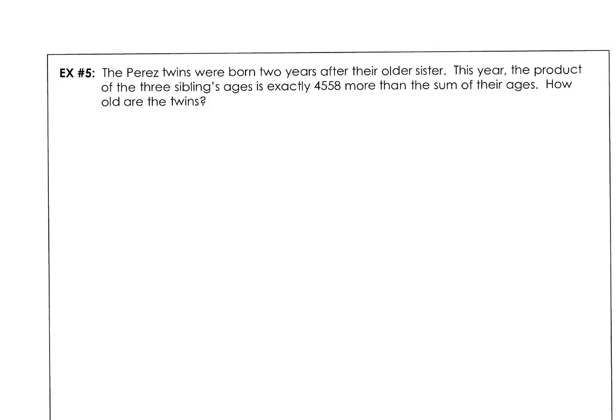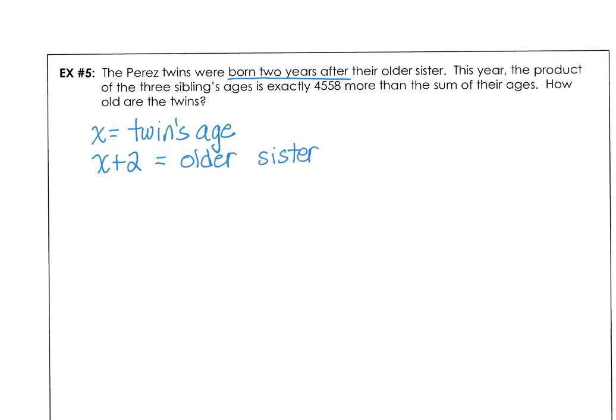Well, putting that together, let's say x is going to be the number to represent the twins' age, because that's what we want to find, is how old are the twins. And they were born 2 years after their oldest sister. So x plus 2 years is the older sister's age. So we have two variables to work with. And it says that the product of the three siblings' ages, so if I multiply x times x times x plus 2, that's the three children.